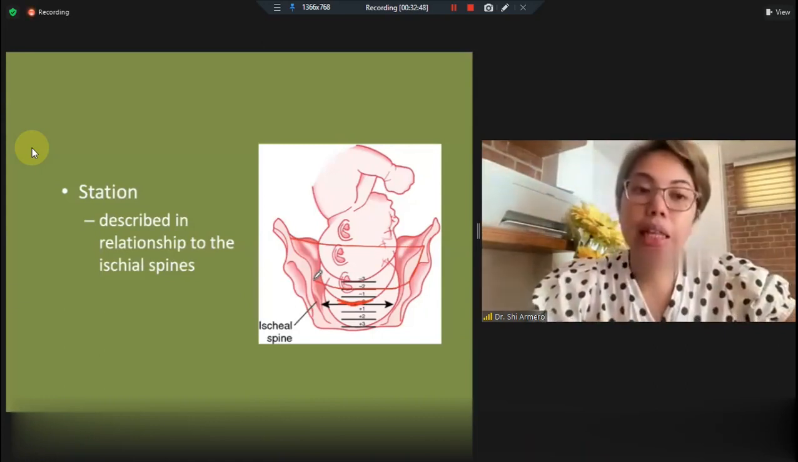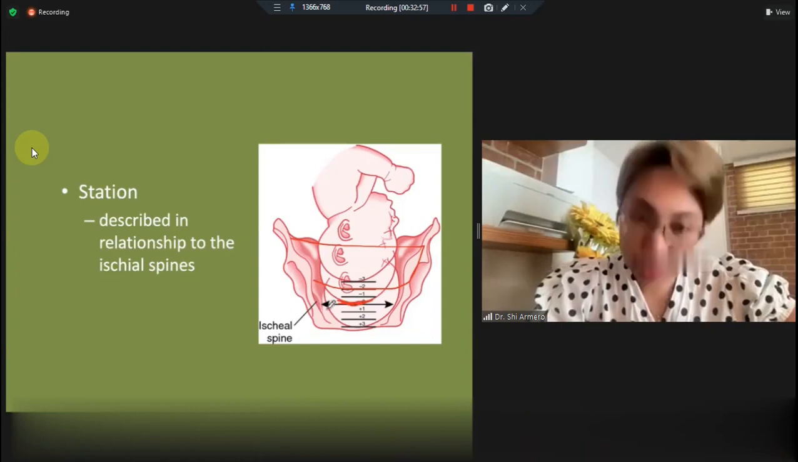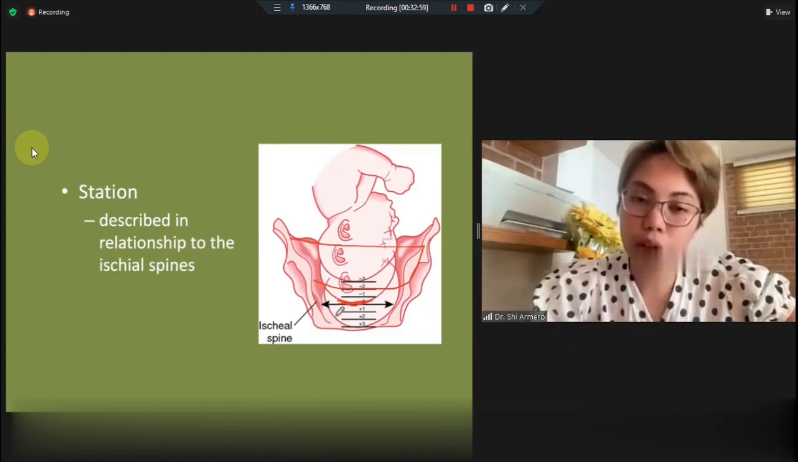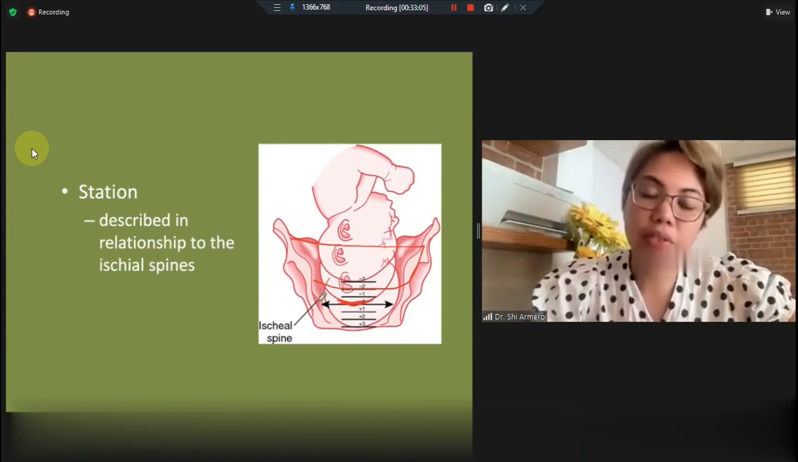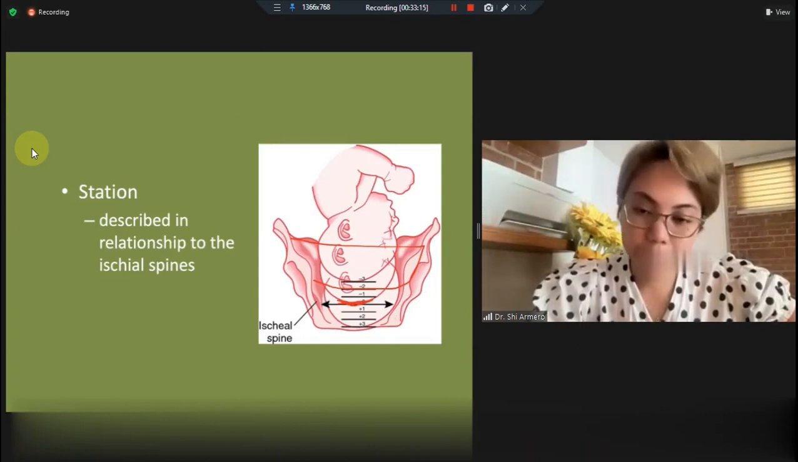Pero, hindi siya station 0 pa. Because when we measure the stations, it's the biparietal diameter. It's just that it is for us to know that when the head is engaged already, it is at the level of the ischial spine where we consider it to be station 0. Yan kasi ang landmark of station 0. Okay.